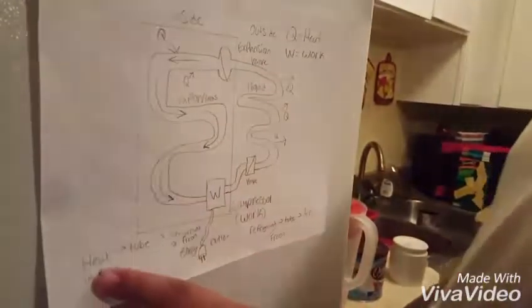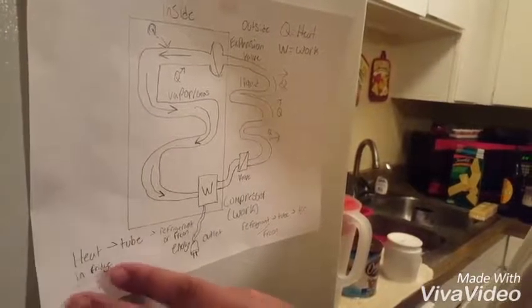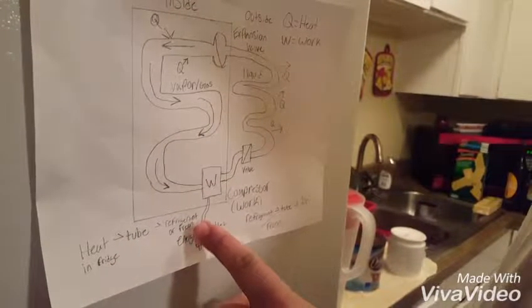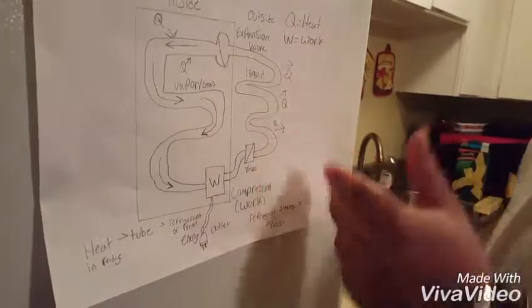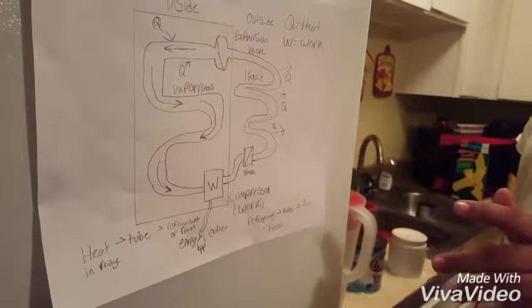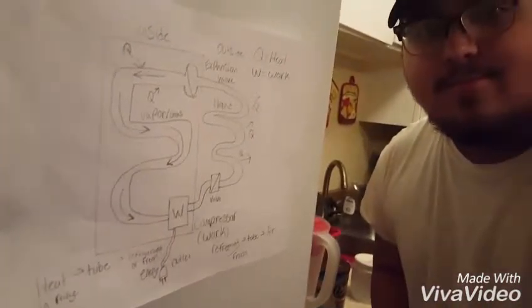So as you can see right here, it shows from the inside, heat to tube to refrigerant, and then as it works its way out, it goes from refrigerant to tube to air. And that's how we tie it all together.